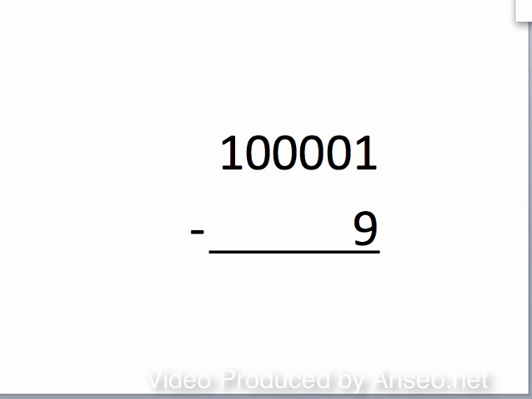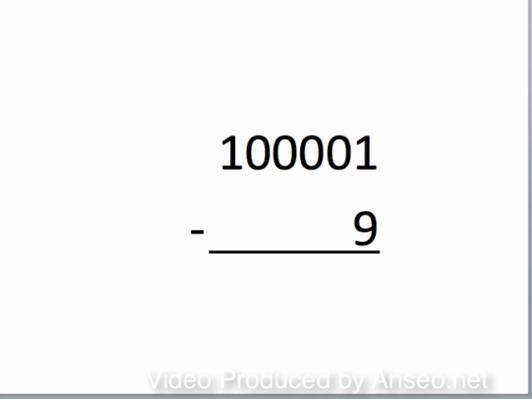So we're looking at 100,001 take away 9, which is the most popular thing you'll see in 5th and 6th class books. If you know how to rename, this shouldn't be difficult. In the past, you're looking at things like 1 take away 9 you can't do, so you go to your neighbour, and then he goes to his neighbour, and then he goes to his neighbour.